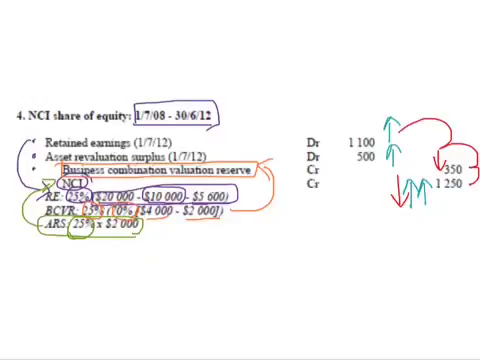In the next video clip, I'm going to look at the NCI calculation in step 3, just covering the normal accounting transactions, excluding the intergroup adjustments that are made on consolidation.